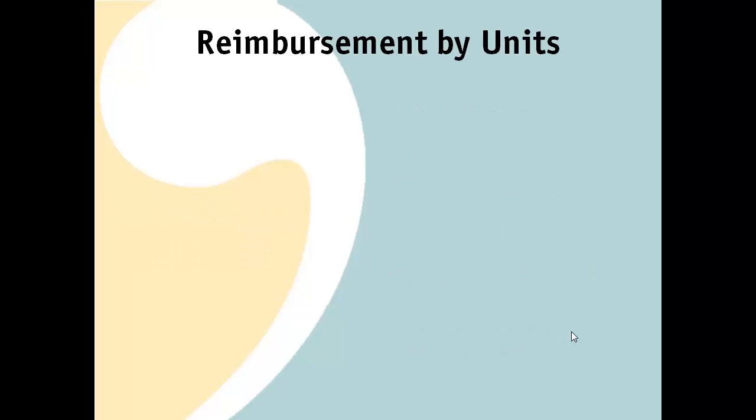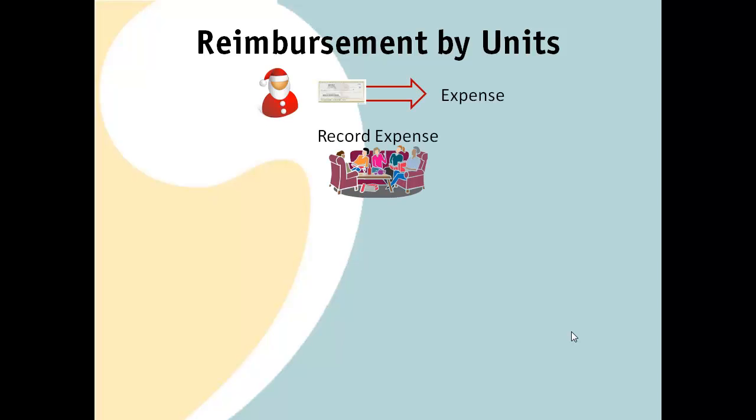You can also reimburse a member with units of ownership in the club. Conceptually, it works like this. First, the member pays the expense. Then you record the expense. It's allocated to everyone, so it is as if each member has chipped in to pay it.